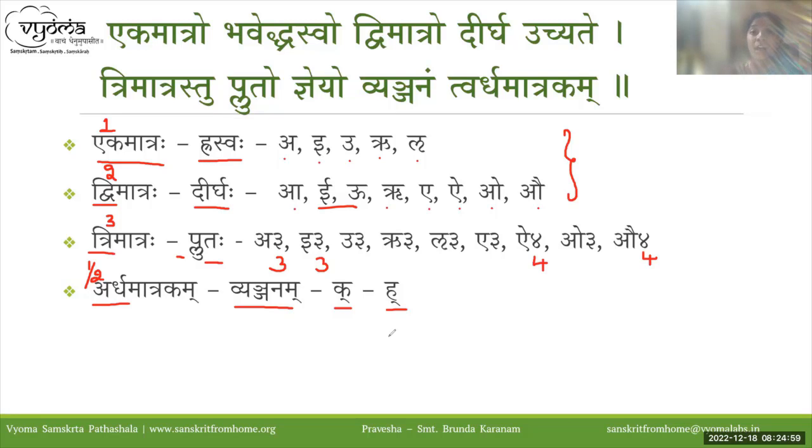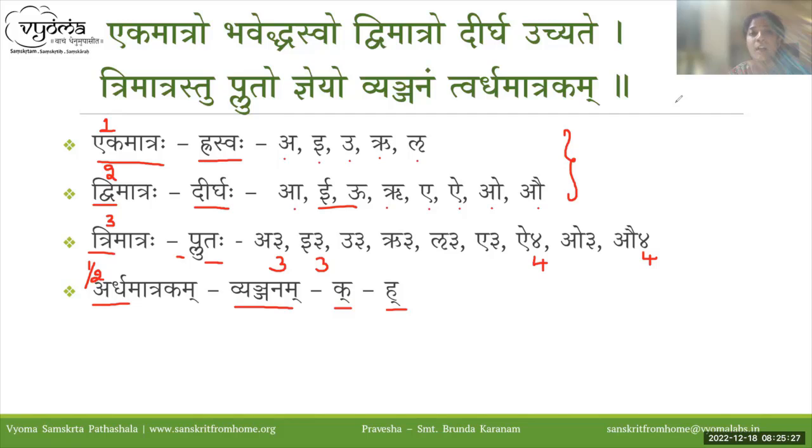When does it become Ka? K becomes Ka only when it combines with a Swara. We will come to this in detail. But just a Vyanjanam by itself, a consonant by itself, without the support of any other Swara, the time taken to pronounce is Ardhamatrakam, or half a matra kala. So this is the distinction based on the duration of pronunciation of letters.